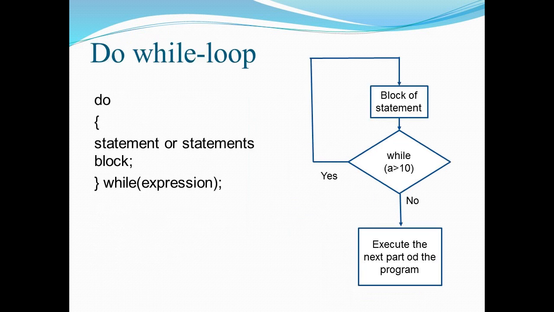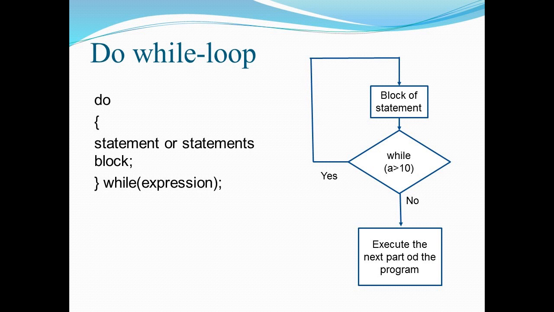Now let us look at the next loop, which is called a do while loop. The syntax is as shown in the PowerPoint. It starts with the keyword do. After that comes the open parenthesis, and we write down the block of statements, then the close parenthesis, and after that we write the keyword while, and within the while we write down the expression. So in a do while loop, it executes the block of statements and after that it checks whether the condition is true or false.